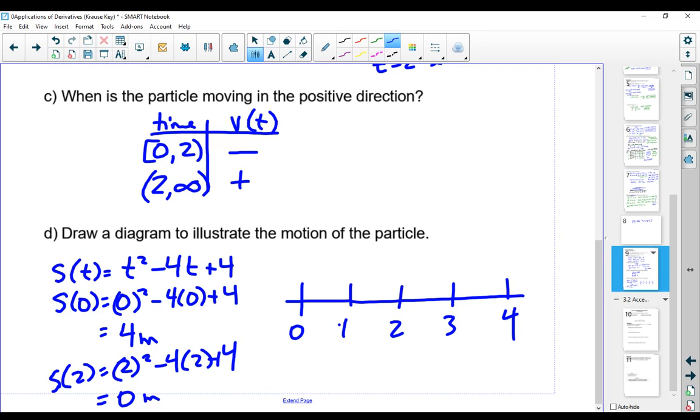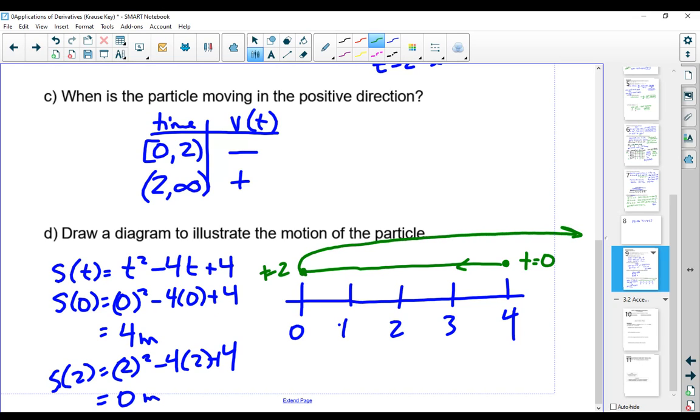So at time equals 0, we're at 4 meters. And at time equals 2, we're at 0 meters. And we know that the velocity is negative between 0 and 2. So that means we're going to the left, and then it turns, and now it's positive. So now it's going to the right. Hopefully that gives you a little bit of a visual for that question. We're not going to be mapping particles in this next piece. We're just going to be looking at the derivative components.